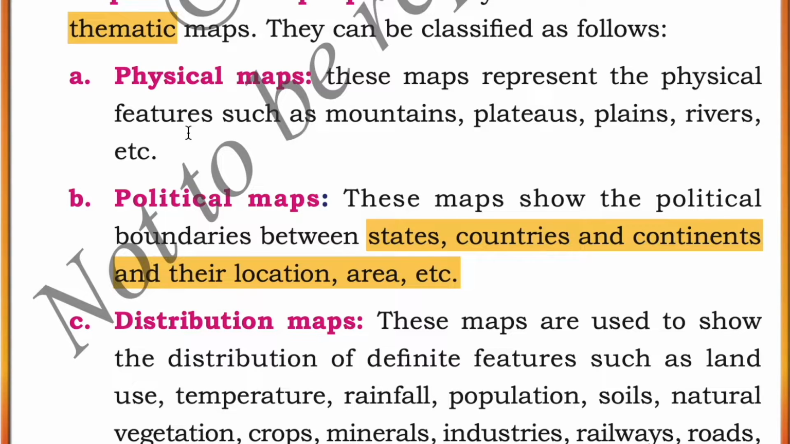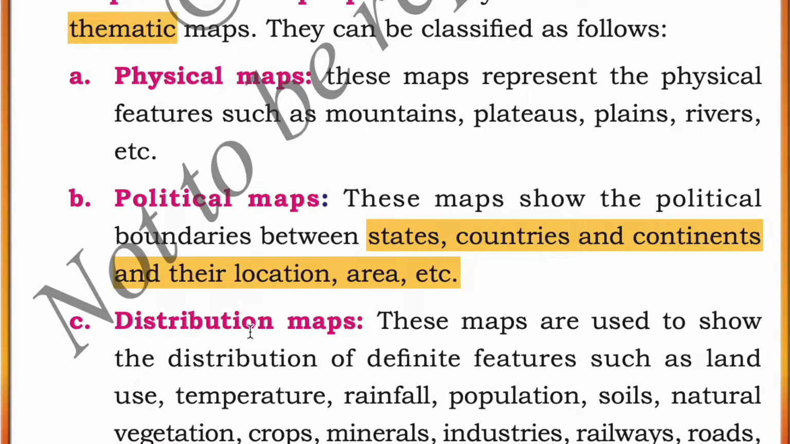Whereas the political map represents other political features that have to do with boundaries or borders of countries, boundaries between states, that is state lines, maybe different roads, etc. So all these you can get from the political map.